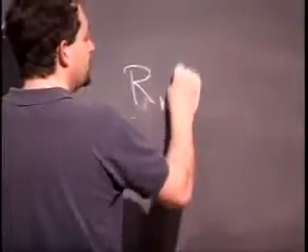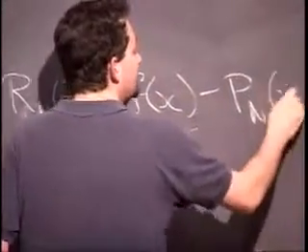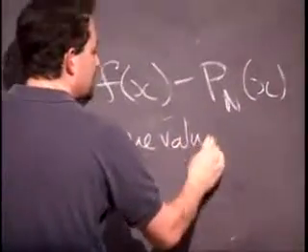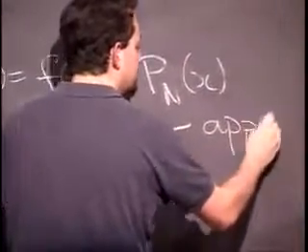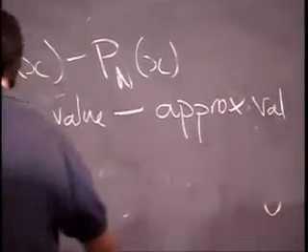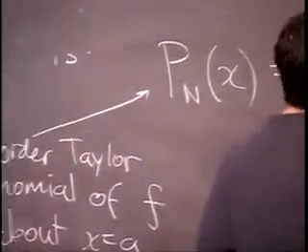So the definition then, Rn of x is f of x minus Pn of x, which you should think of as the true value minus the approximate value. Okay, so what I want to do is show you the formula for this Rn of x and discuss it for a little bit. Let's see if there's any time left. I doubt there will be.